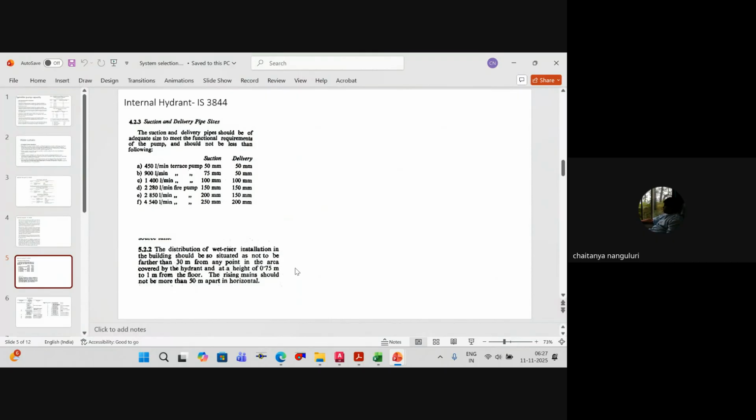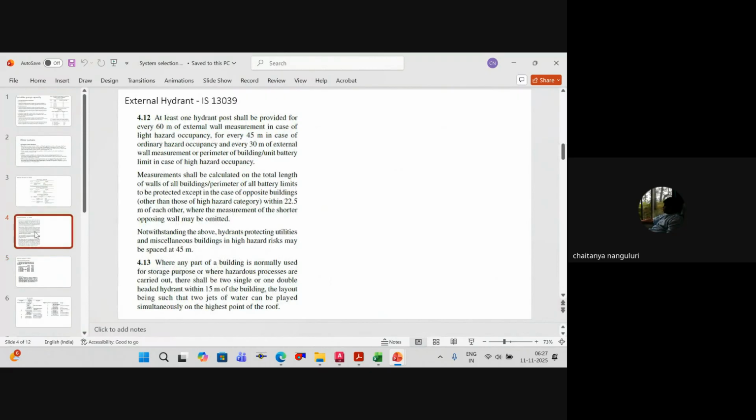Okay. The IS code is 3844. Is it for internal hydrant? 3844 is for your internal hydrant. Yard hydrant, which is again the external hydrant, is 13039.